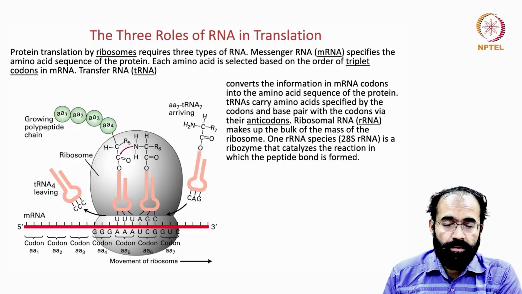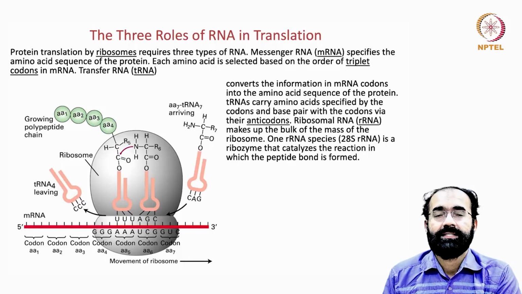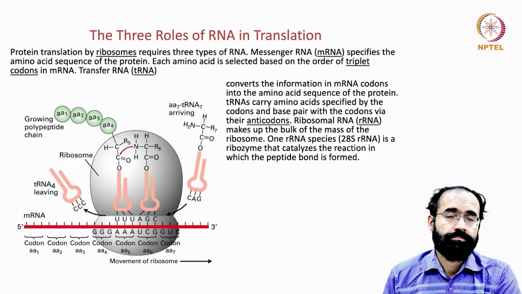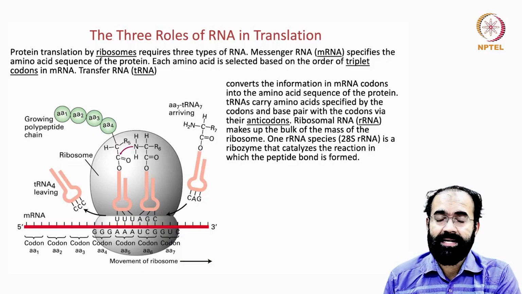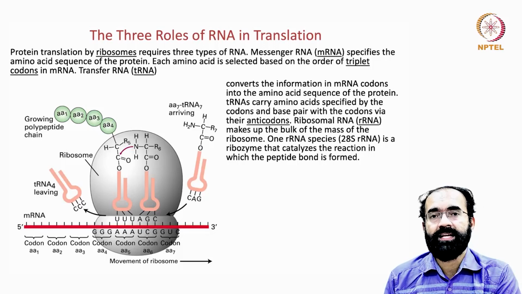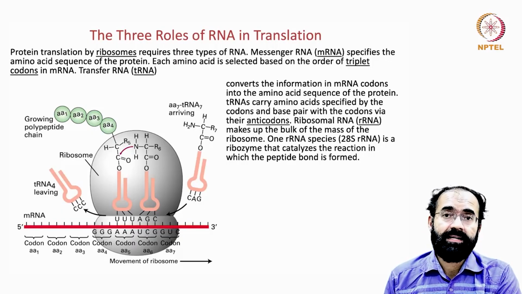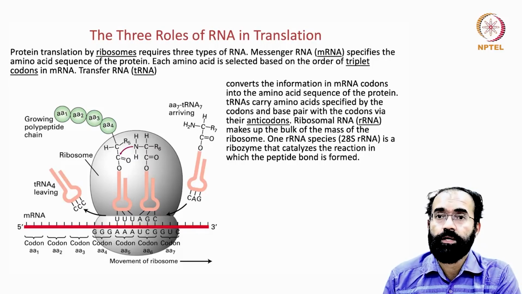So what the process of translation means is that it converts the information in the mRNA, in the form of codons, into the amino acid sequence of the protein. Say if you have 300 codons in an mRNA, it will give rise to 300 amino acids. 300 codons means 900 bases, 300 into 3. So you end up getting 900 bases. I am talking about the start codon to stop codon, and this 900 bases can potentially add 300 amino acids. So that is the concept of converting codons into the amino acid sequence of the protein.